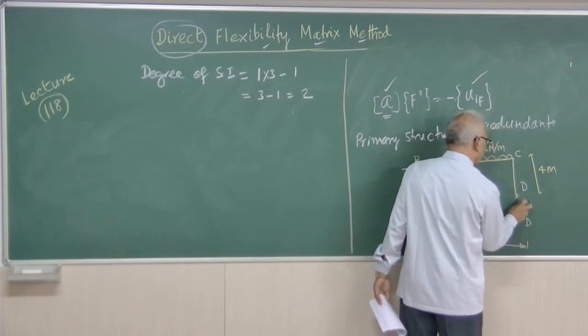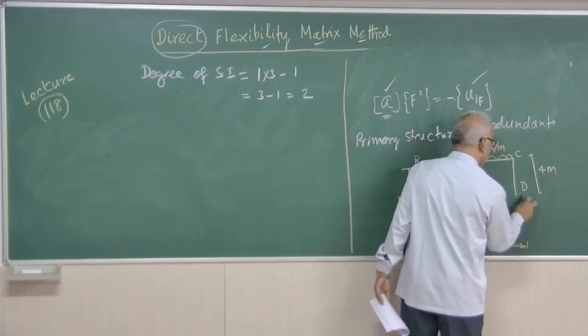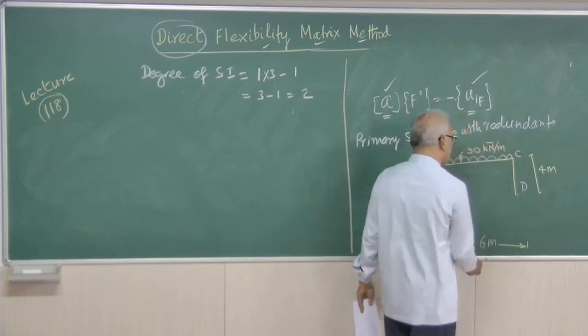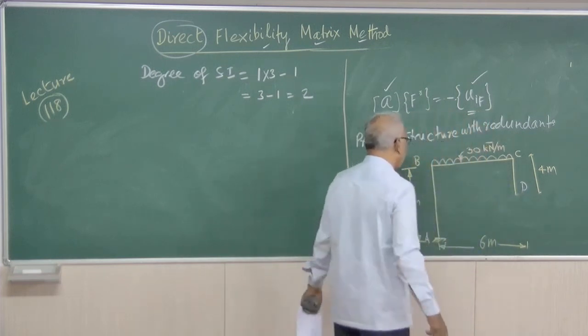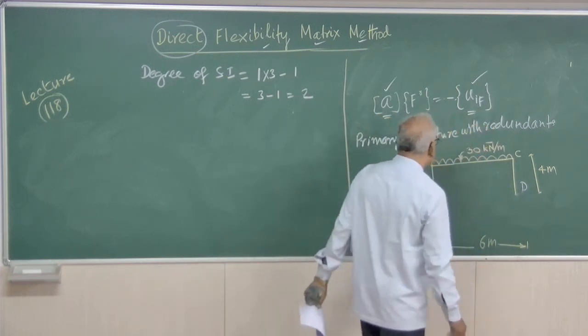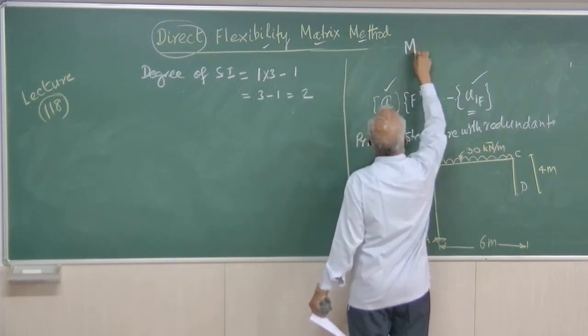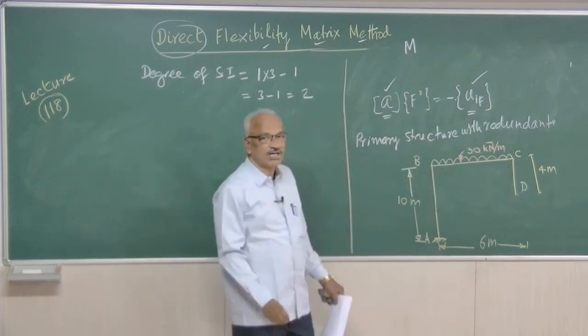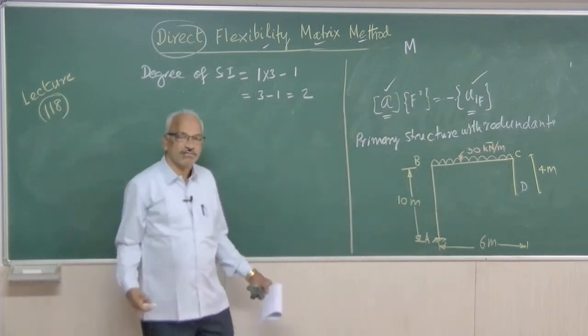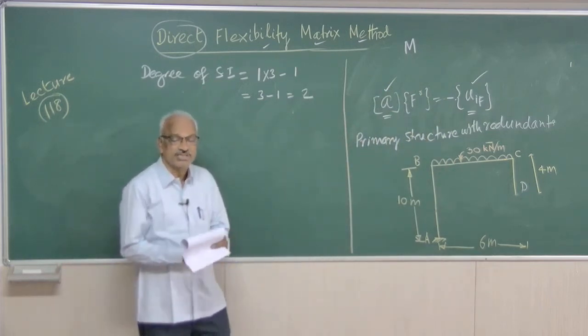So, we will consider only the primary structure. Right. Now, let us find out the bending moment M. M is the bending moment at any section due to the given load in the primary structure.